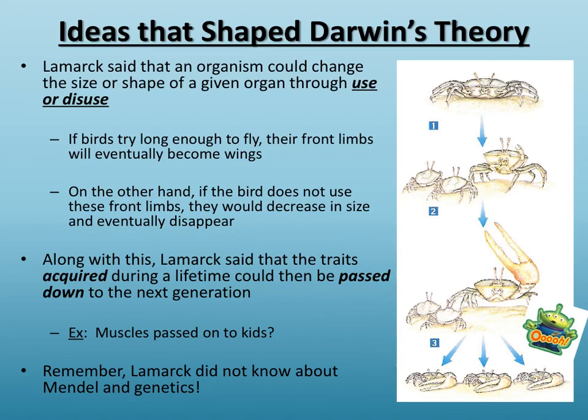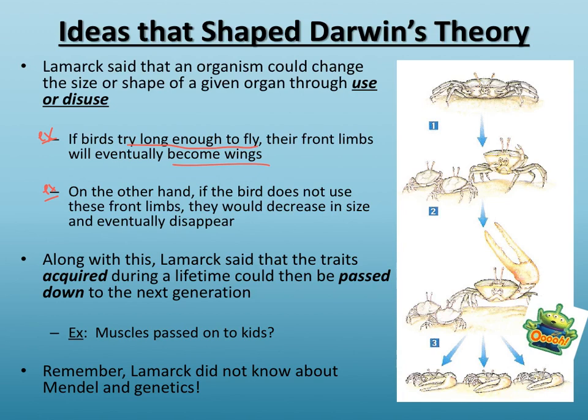Now, again, Lamarck suggests that it was all about use and disuse. So, a couple examples here, right? If birds try long enough to fly, their front limbs will become wings, and then those wings can be passed down to their offspring. Or if a bird doesn't use its wings, something like a penguin, right? Then its wings become smaller and smaller and smaller, and maybe even go away if there's no use for them anymore.